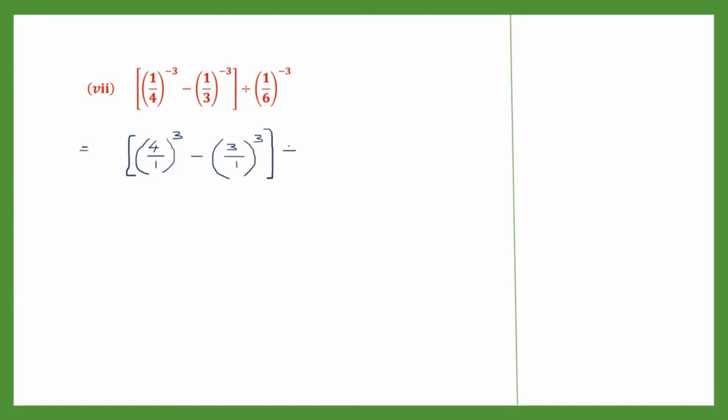Then as we continue division, 1 by 6 is a fraction which is raised to a negative power. So 1 by 6 will now become 6 by 1, and the power will now become positive. So minus 3 will now become 3. So now 4 to the power of 3 by 1 will simply be 4 to the power of 3. 4 to the power of 3 minus 3 to the power of 3, because 1 raised to the power of 3 is still 1. So 4 to the power of 3 minus 3 to the power of 3, divided by, here also, instead of 6 by 1, we can simply say 6 raised to the power of 3.